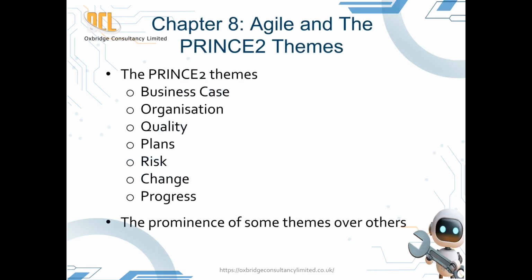PRINCE2 defines 7 themes: business case, organization, quality, plans, risk, change, and progress, which together provide the governance structure for any project. In an agile environment, all themes still apply, but their emphasis shifts. Themes such as progress, plans, and quality become more visible through agile practices like time boxing, information radiators, and continuous feedback. Meanwhile, themes such as change and risk are managed dynamically within daily collaboration and adaptive planning. Agile working therefore strengthens transparency, control, and responsiveness, allowing PRINCE2 governance to remain intact while enabling flexibility in delivery.